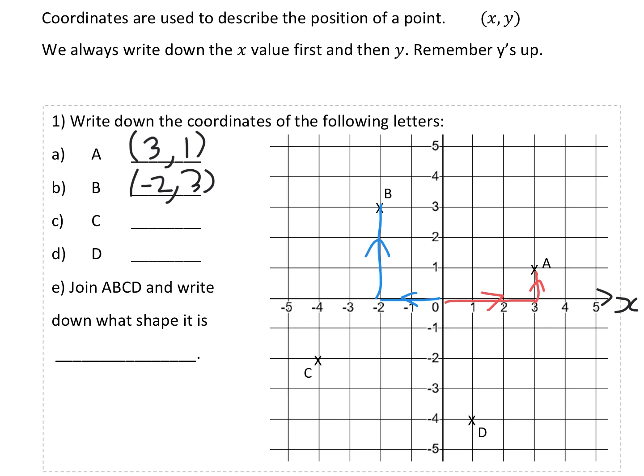What about C? C, we've got to go 4 to the left, so -4. And then we have to go 2 down, so -2. When you write your coordinates, always remember to put the brackets around them so we know that they are indeed coordinates. That's the notation. Finally, D. For D, we have to go 1 to the right. So we put 1 down. And then we have to go 4 down to -4.